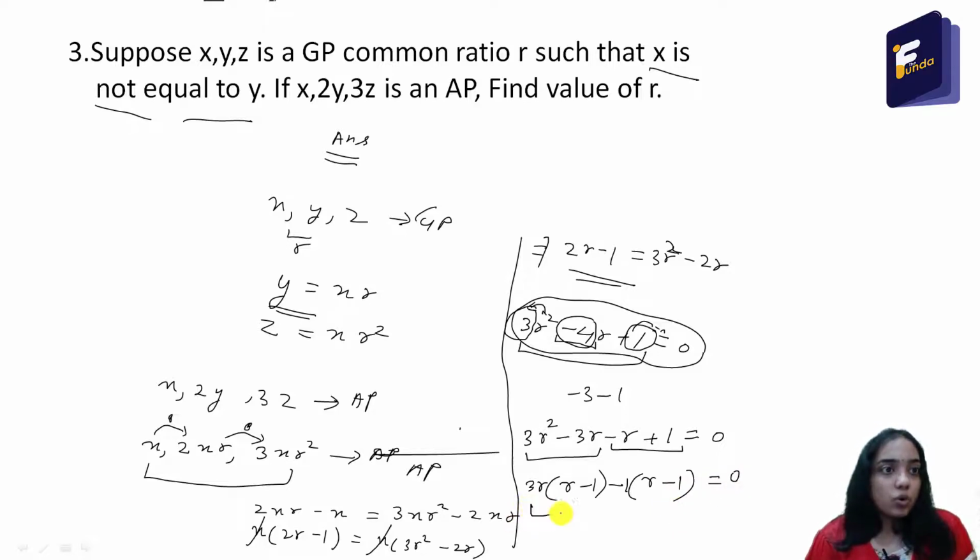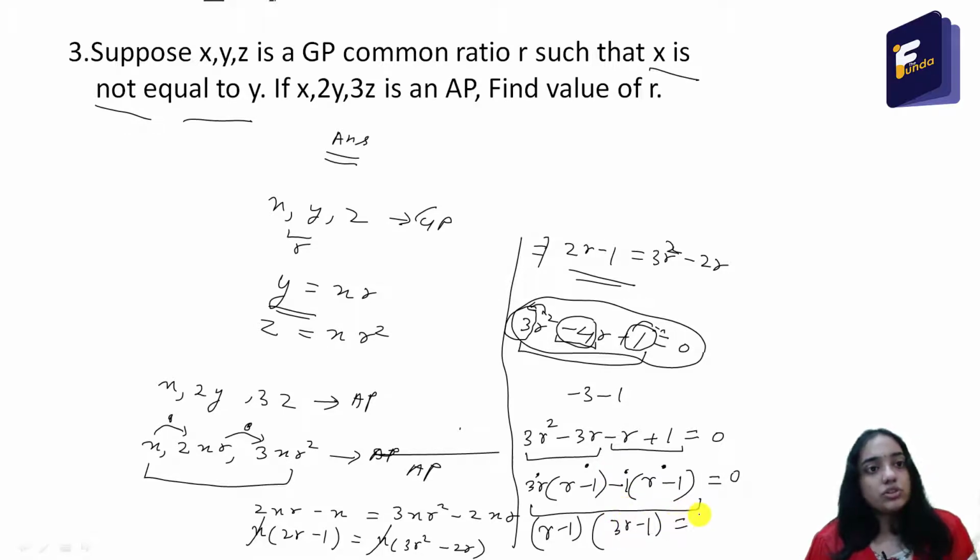Now from this whole equation we will take r minus 1 common. If I take r minus 1 common, here it is 3r, here it is minus 1, so it will be 3r minus 1 equal to 0. So now we are given that the product of two numbers is 0, that is, r minus 1 into 3r minus 1 is 0. What does it imply?